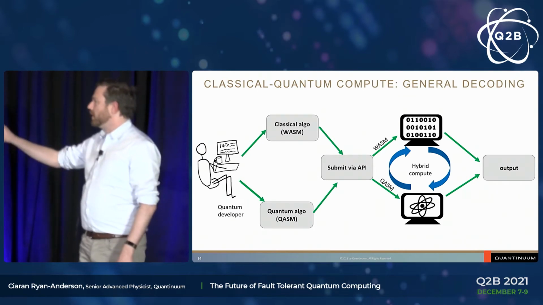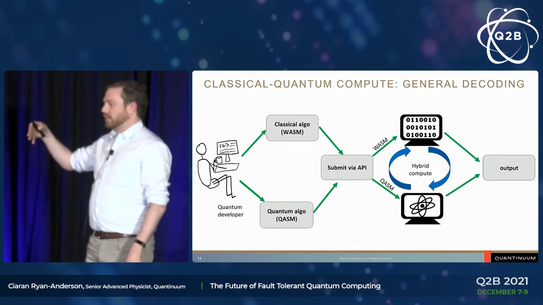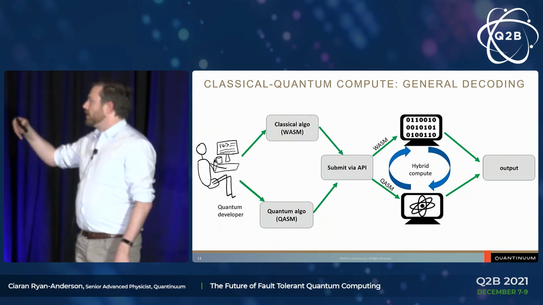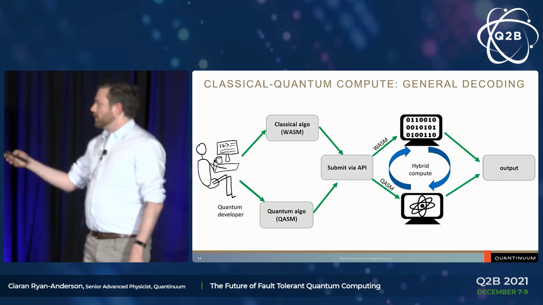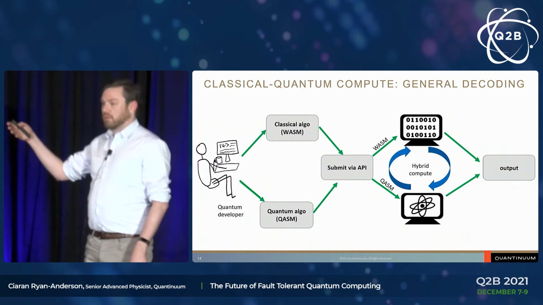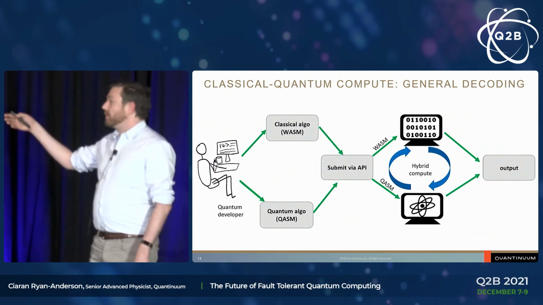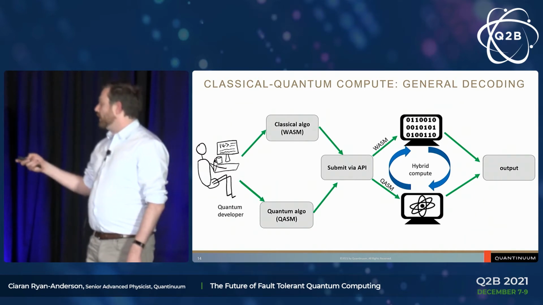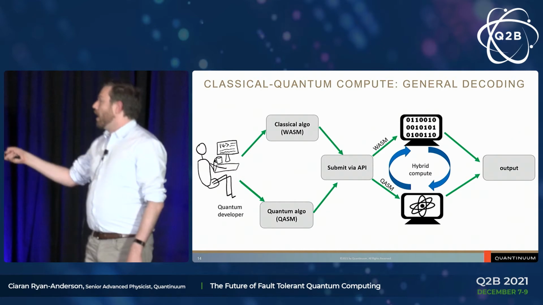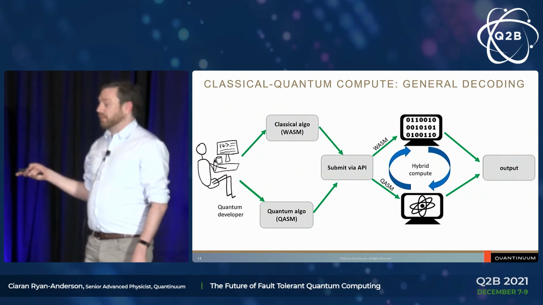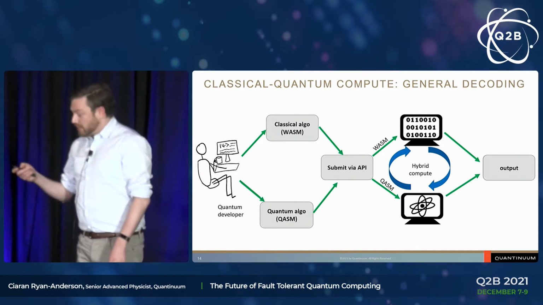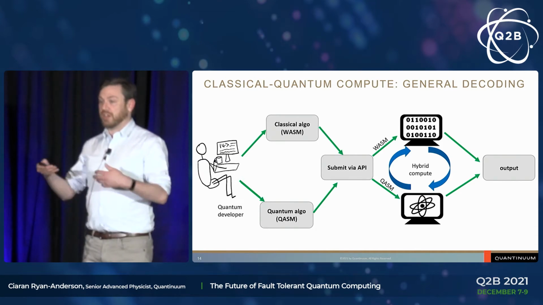You have this quantum developer that writes these in C or Rust or whatever, creates the WASM just by compiling to WASM, also writes the quantum assembly language, sends that via our API to the device, and then you have the quantum machine working in tandem with the classical device, communicating information back and forth as necessary. So this enables us to do more generic decoding.